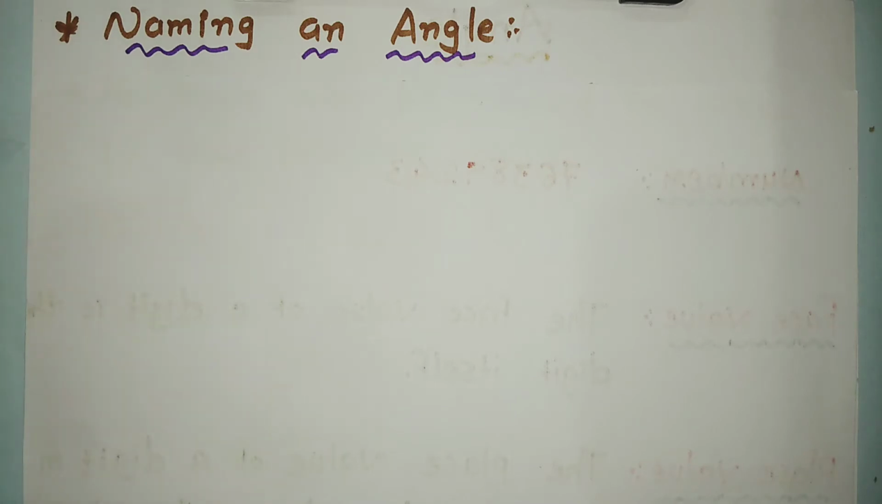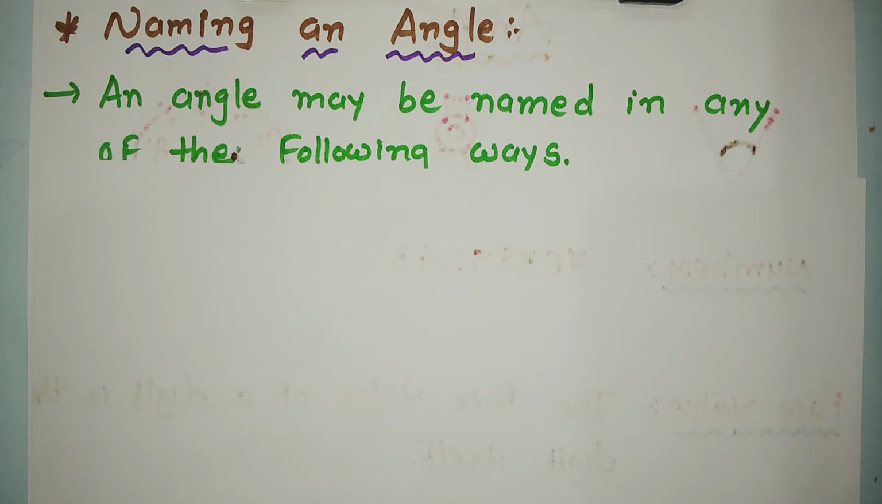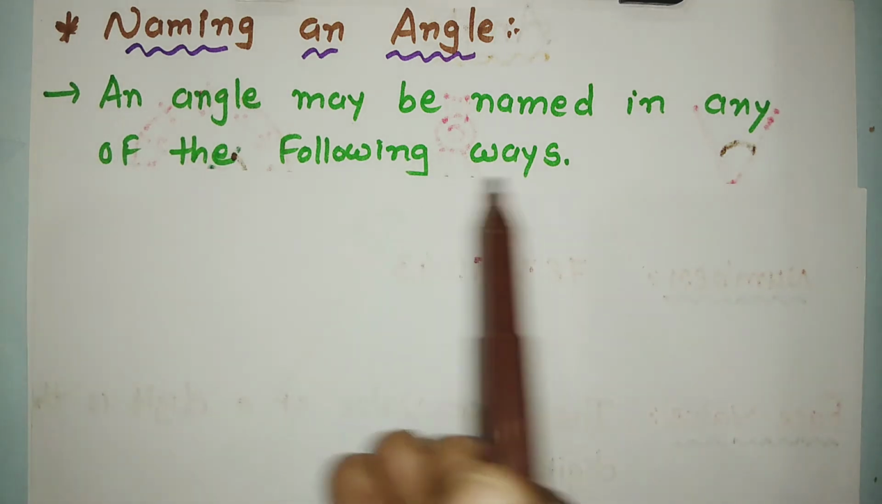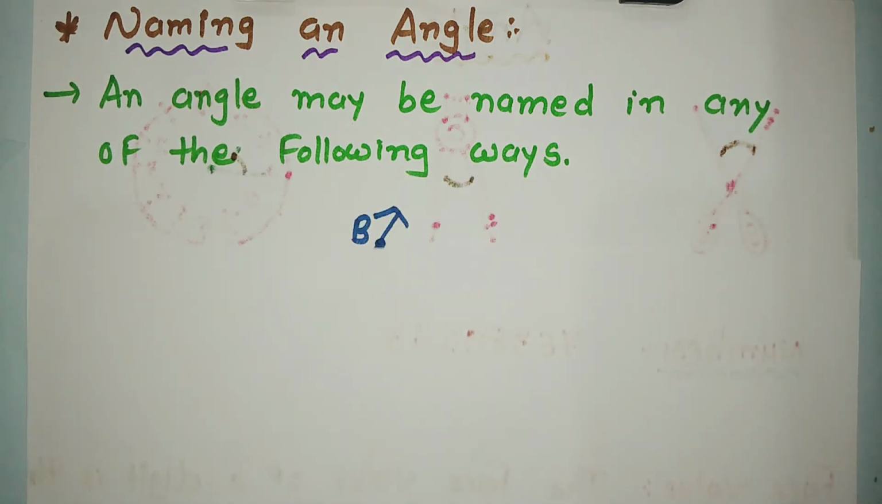Now after looking at the concept of the angle, we should know the name of the angle, because without the name we cannot identify even a person. Without the name of the person we cannot identify them. So that's why we need the name of the angle. We have to give a name to the angle. So how can we give a name to an angle? An angle may be named in any of the following ways. Here some ways are given.